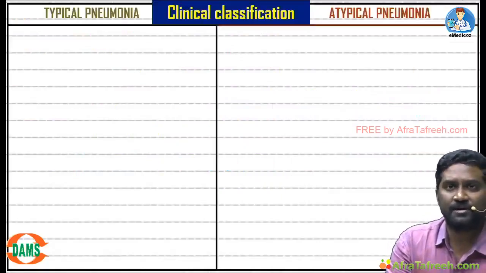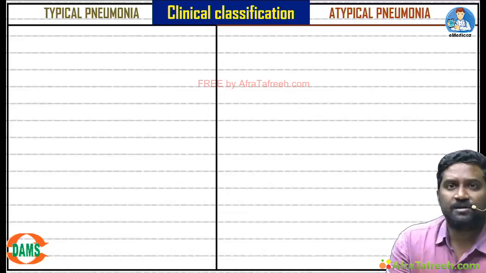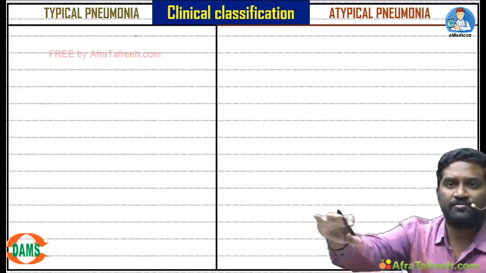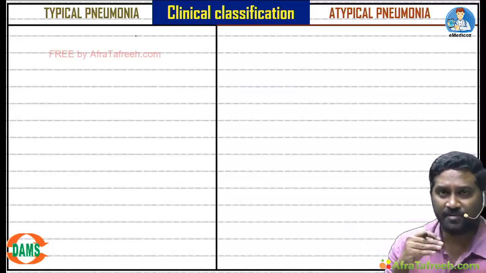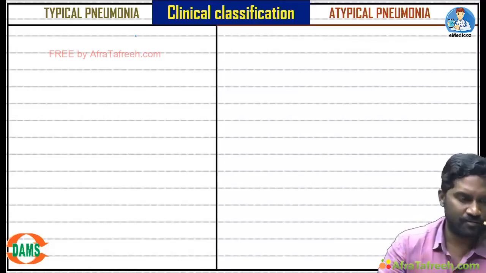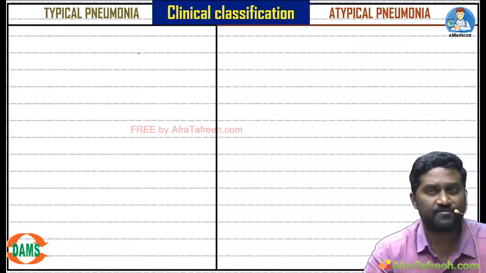On the basis of clinical presentation, pneumonia can be divided into typical pneumonia and atypical pneumonia. Typical means something usually happening. Atypical means something unusual. First let us discuss typical pneumonia. How does a routine pneumonia present?